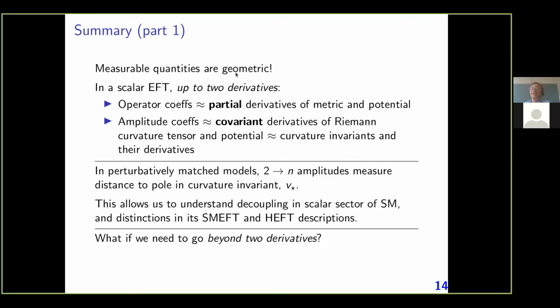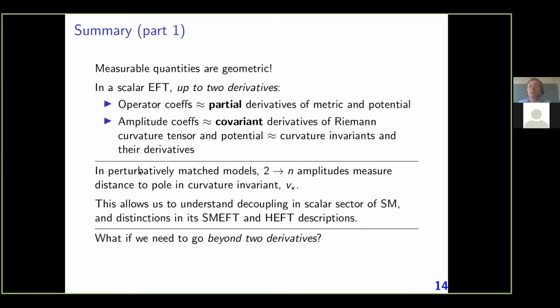The main takeaway is that measurable quantities are geometric. And so we saw just in a general scalar EFT, which we truncate up to 2 derivatives, your Wilson coefficients are just partial derivatives of a metric and potential, but they have to assemble into covariant derivatives of the Riemann curvature tensor and potential in amplitudes. And it's through these quantities that we can probe things like sectional curvatures and other curvature invariants and how they're varying in target space. And through this, you can actually do some interesting phenomenology.